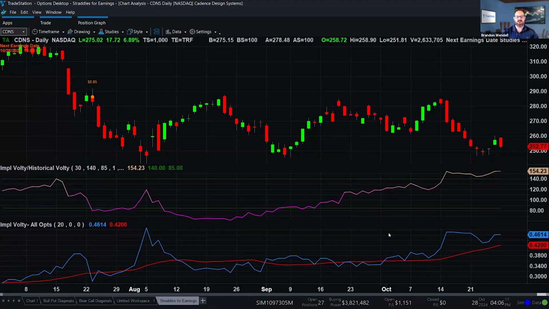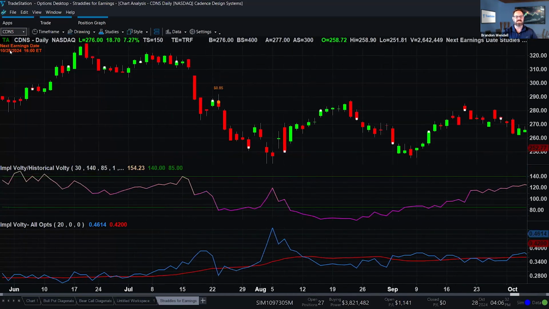You can see on the implied volatility, all options, it's extremely high compared to the average, and implied volatility compared to historical volatility is also very, very high. The reason why? Well, as I mentioned right here, if I move the price out of the way a little bit, next earnings date is now. So we are at the peak of the unknown.